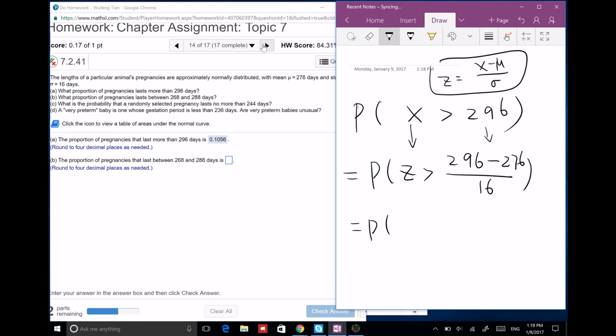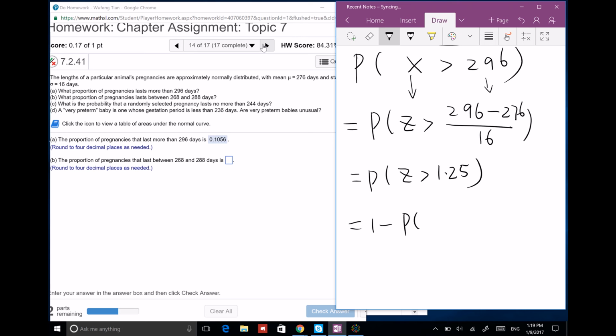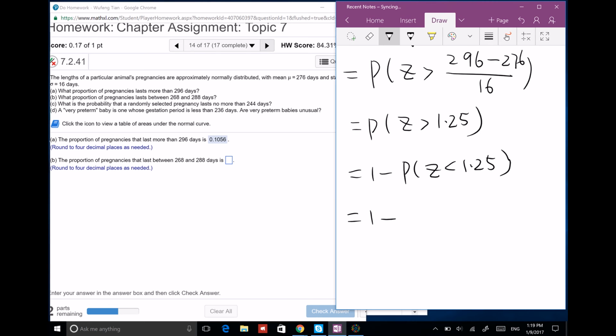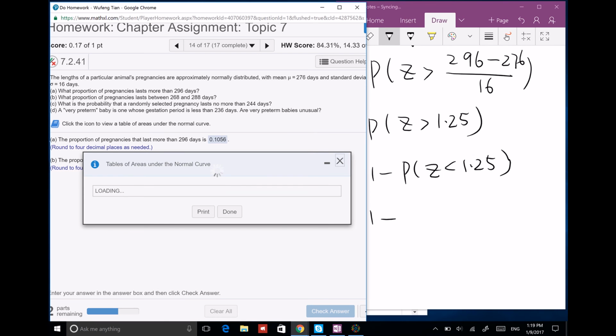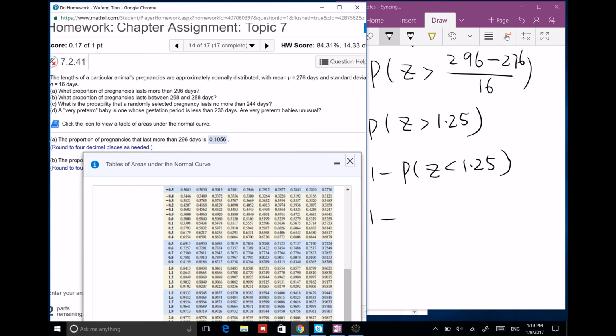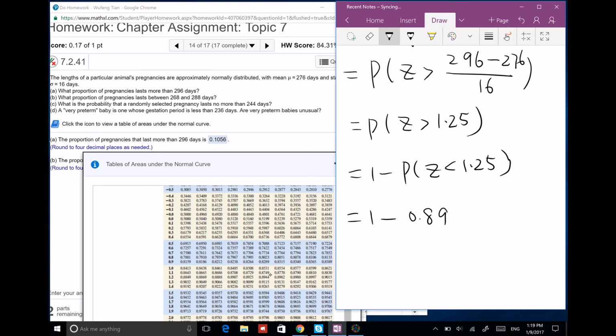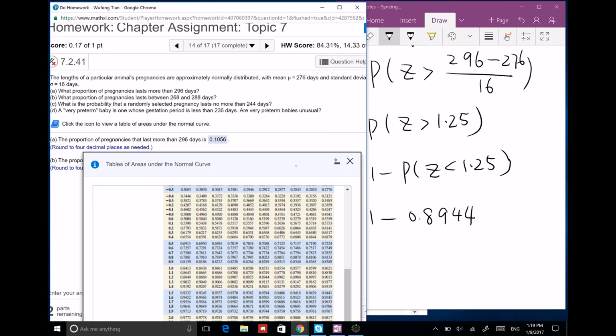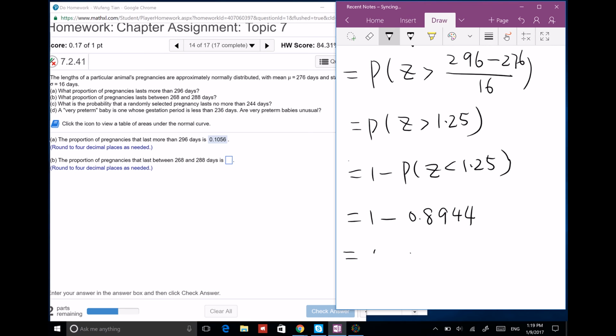So find z is bigger than 20 over 16, which is 1.25. But this is bigger than, so I have to use 1 minus probability of z less than 1.25. So I've got 1 minus the probability of 1.25. 1.2, 0, 1, 2, 3, 4, 5. So it's 0.8944. This is right here. So the answer is going to be 0.1056.